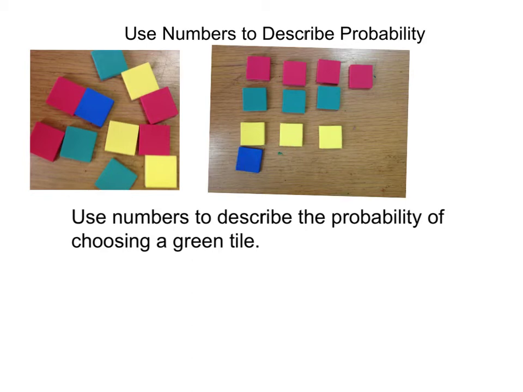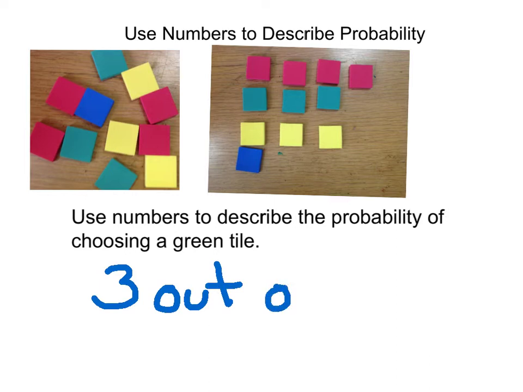So what they want for us to do is to use numbers to describe the probability of choosing a green tile. So remember that probability means how likely it will be. So let's try this. I have 3 green tiles and I have 11 tiles total. So my probability would be 3 out of 11. The 3 is for the number of green tiles that there are, and the 11 is for the total amount of tiles.